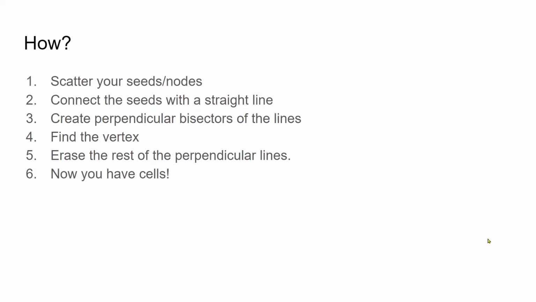So you choose your dots or your seeds or stones, and then you would connect them with a straight line. Next, you would create a perpendicular bisector of the lines, find the vertex, erase the rest of the perpendicular lines, and then you'd create your cells.